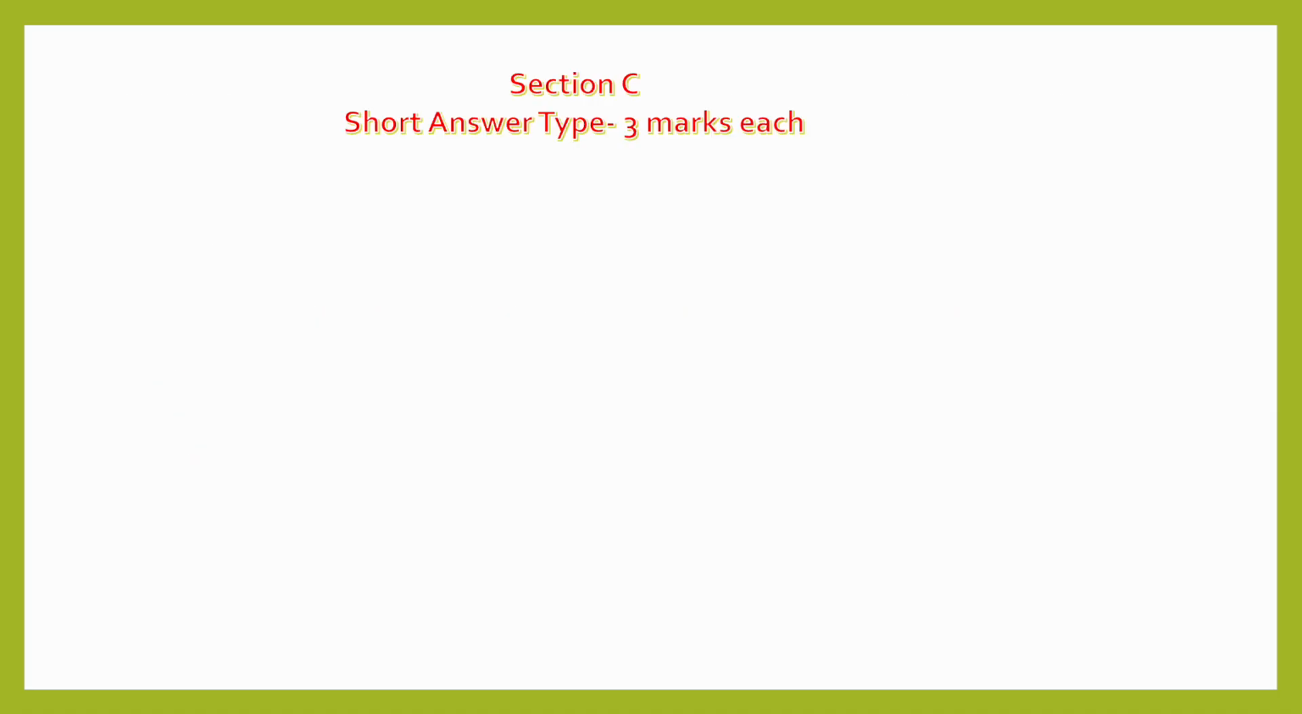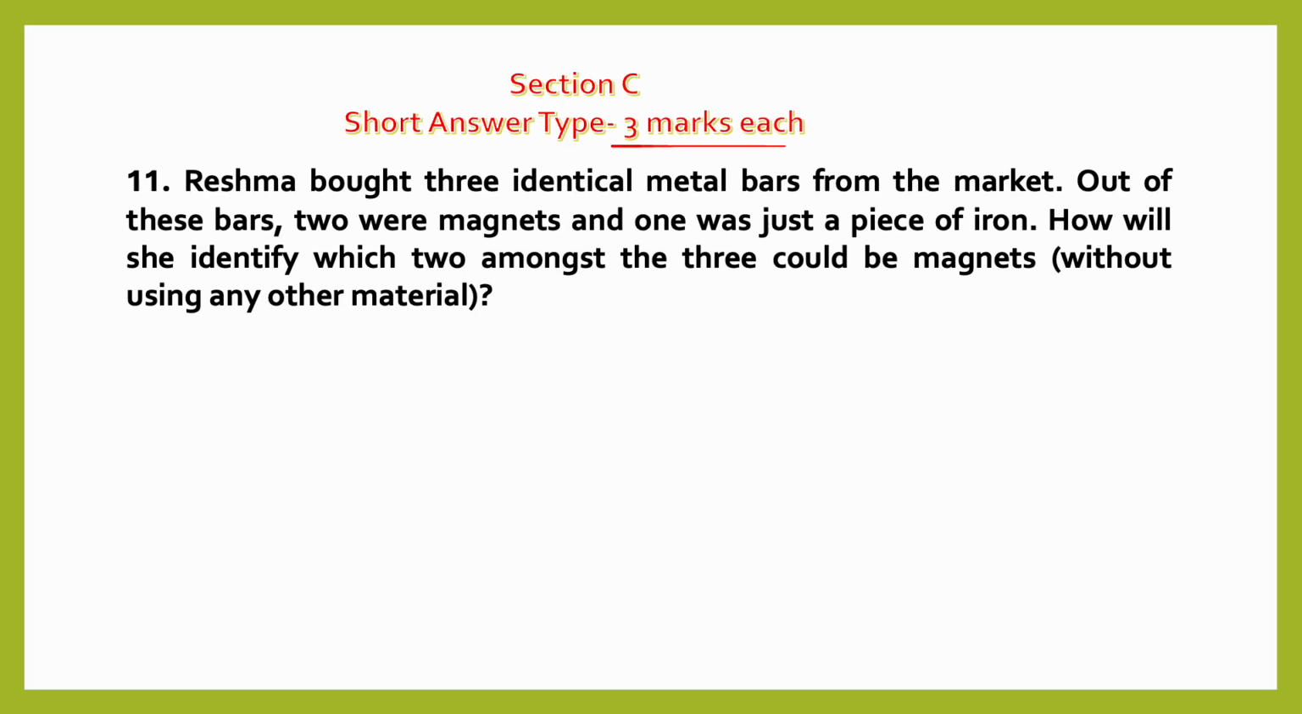Next we have section C, short answer type questions of 3 marks each. Reshma bought 3 identical metal bars from the market. Out of these bars, 2 were magnets and 1 was just a piece of iron. How will she identify which 2 amongst the 3 could be magnets without using any other material?